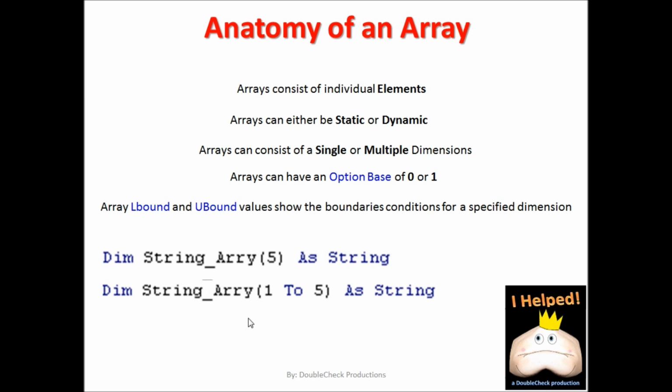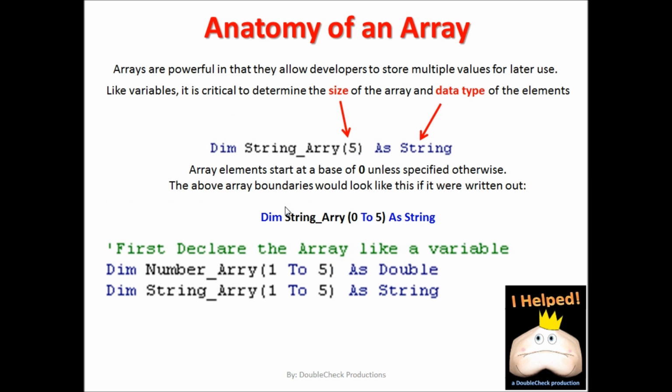And as you can see here, we have two declarations of the same array. We have a string array with a size of 5 and a string array with a size of 1 to 5. These are actually the same array, but I'll show you the difference. In the first case, we have a string array of 5, and that 5 is the size of the array. The type of data that goes in there will be string values.